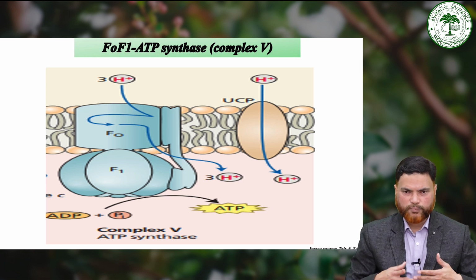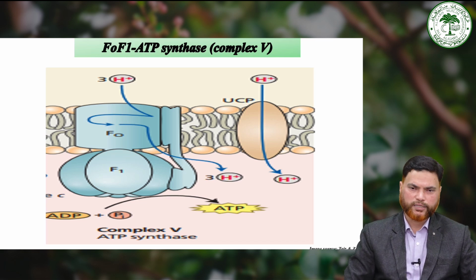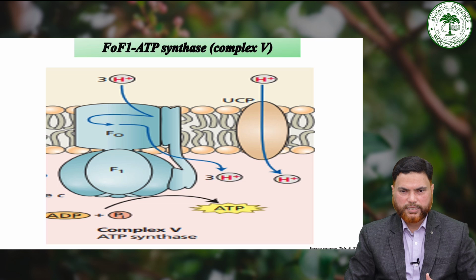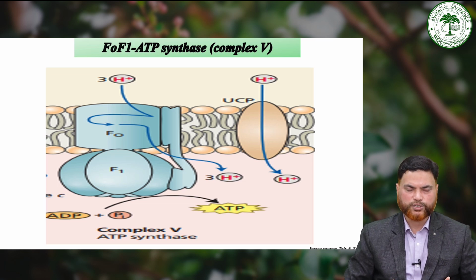So basically this complex 5 is a very remarkable machine that serves as the primary ATP synthase in most eukaryotic cells. Its ability to harness the proton gradient generated by the electron transport chain to drive ATP synthesis is very crucial and plays a central role in cellular energy metabolism. Understanding the structure, function and regulation of complex 5 is essential for understanding the mechanism of oxidative phosphorylation and its further significance in various physiological processes.